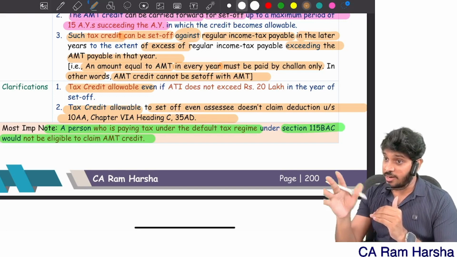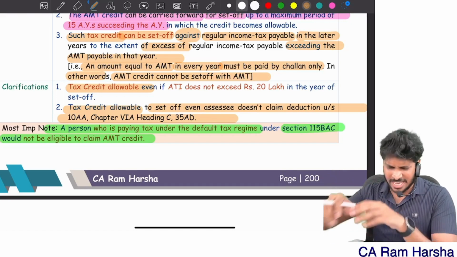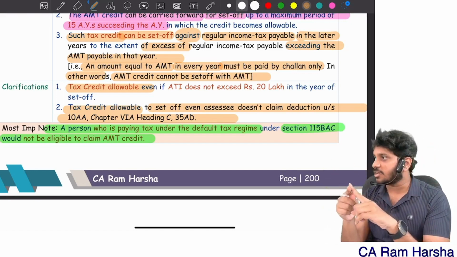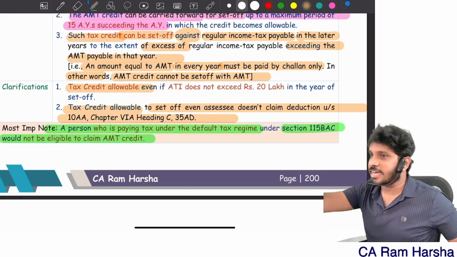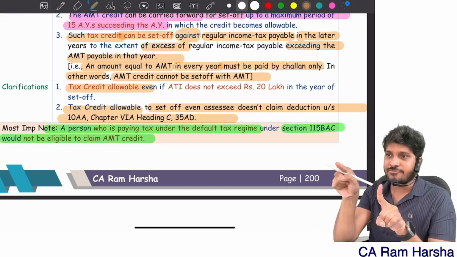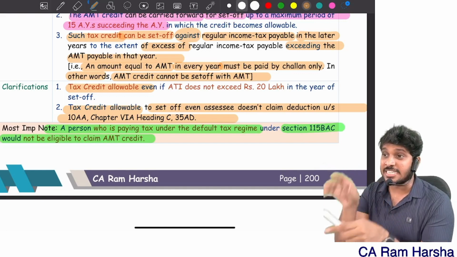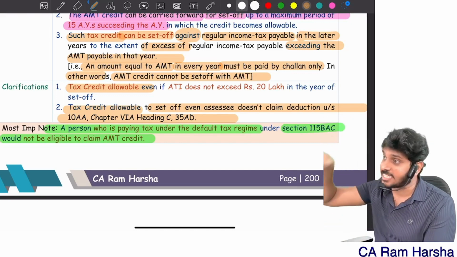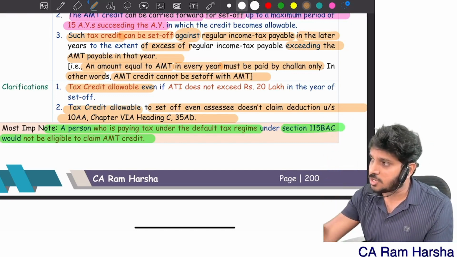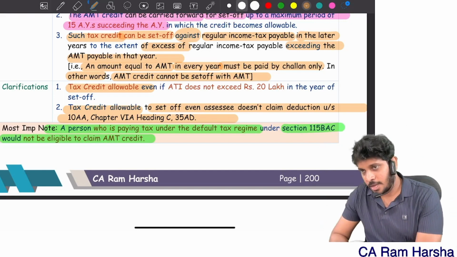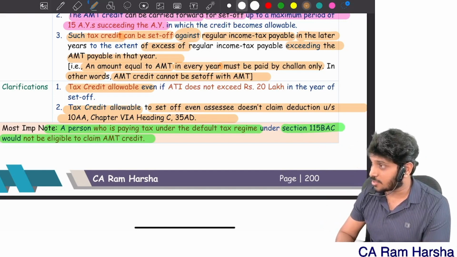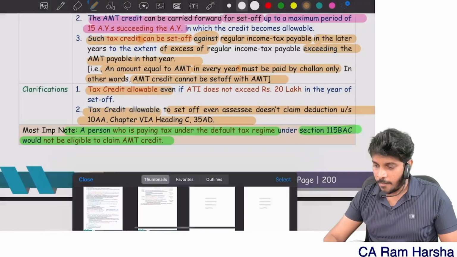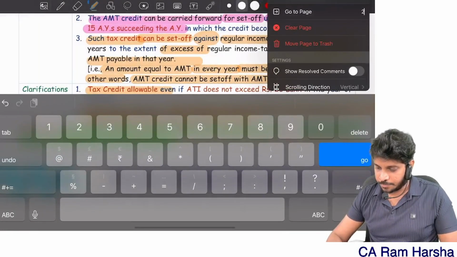Sir, in this year, I don't have any deduction under 10AA, 35AD, nothing. AMT provision itself does not apply this year, sir. Still, your regular tax is there. You can set off AMT credit. No problem. Are you clear? Very simple. AMT credit can be carried forward and you can set off against regular income tax which is in excess of AMT tax in that year. Sir, in that year, AMT tax is 0, sir. Still, you can set off. Are you clear? Sir, I am choosing default tax regime, sir, in the second year or third year. AMT credit will lapse. Now, just come back to our beginning page.